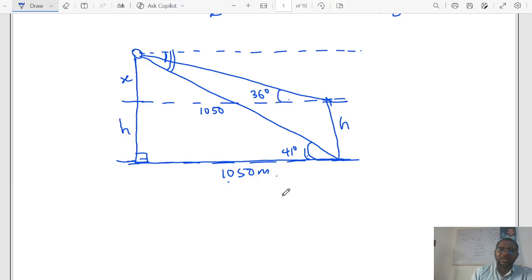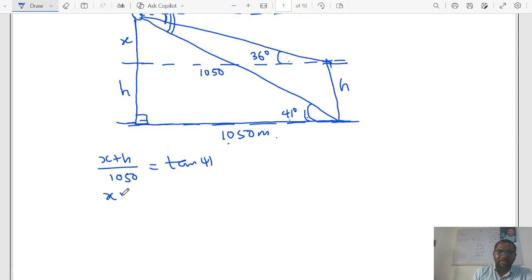So according to SOHCAHTOA, if I take this 41 degrees here, the opposite is going to be x plus h. Then this one is the adjacent, which is 1050, is equal to tan 41. You see that? So what that means is that x plus h is equal to 1050 tan 41. Let me use my calculator. 1050 tan 41 would give us what?